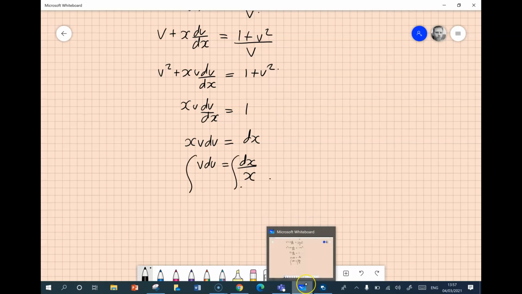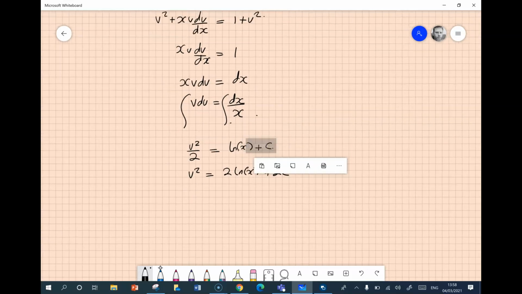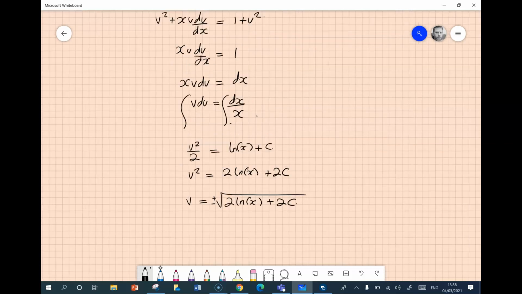So the integral of v dv is v squared over 2, and the integral of dx over x is the natural log of x, plus c. I'll multiply everything by 2, so v squared equals 2 times the natural log of x, and I'm just going to say 2c as well, but it doesn't really matter because c is just an arbitrary constant anyway. We better bring back in our v here. So v is equal to the square root of all of that, but remember that's a positive and a negative, plus 2c.